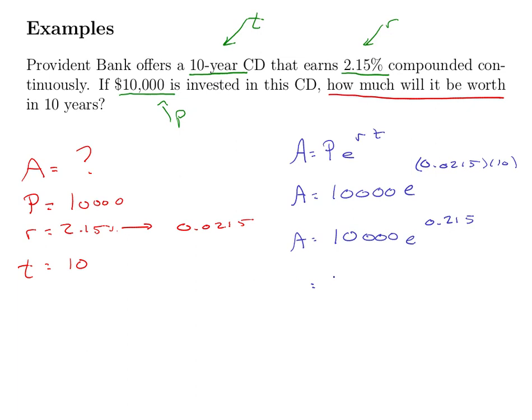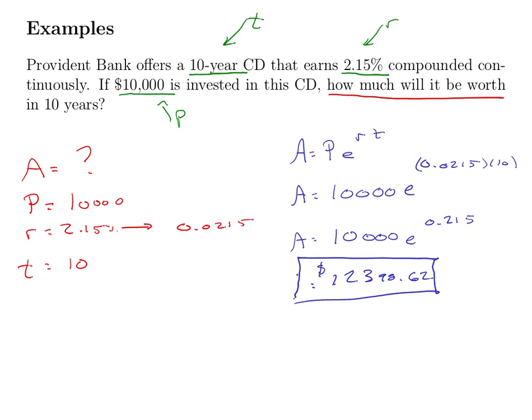So what I've got is $12,398 and we'll say 62 cents. I'll round it to 2 decimals because we're talking about dollars and cents. So that is how much this investment, this CD, will be worth in the 10 years.